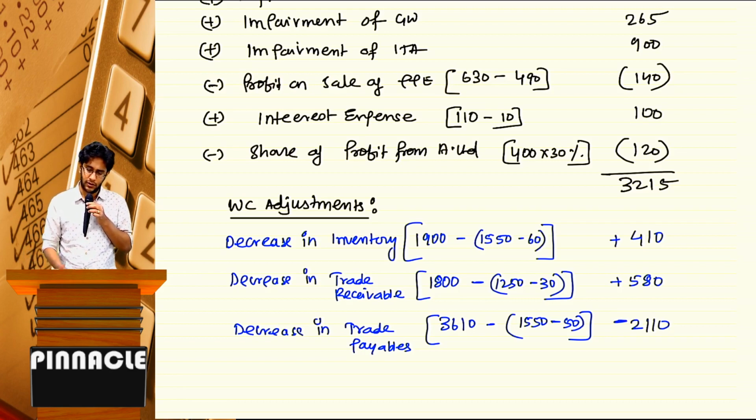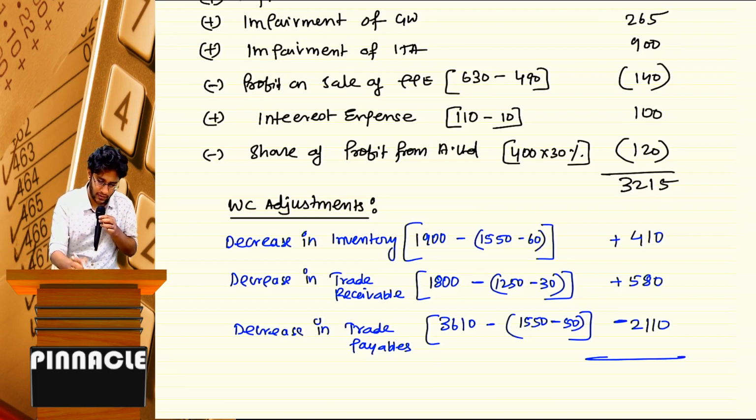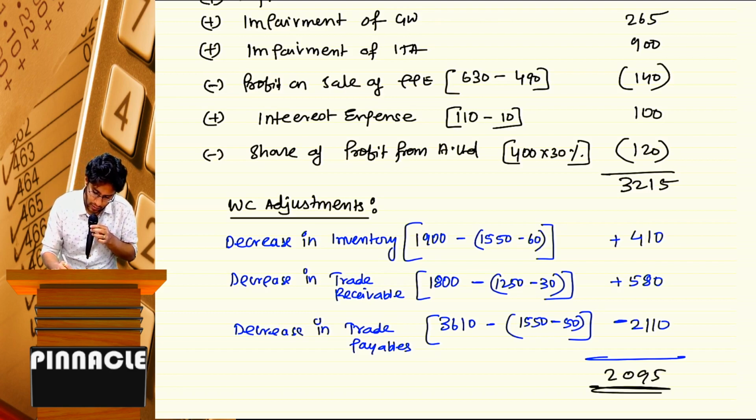Outflow. Tax paid is not there in this sum, sir. If tax paid was there, finally payment of tax also you have to compulsorily show. It's not there, but leave it. This is the answer. 20. That's all. This will be your cash flow from operating activities.